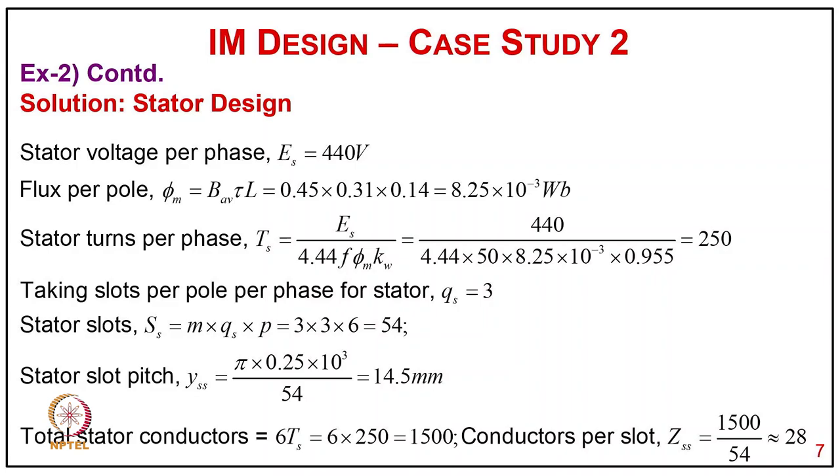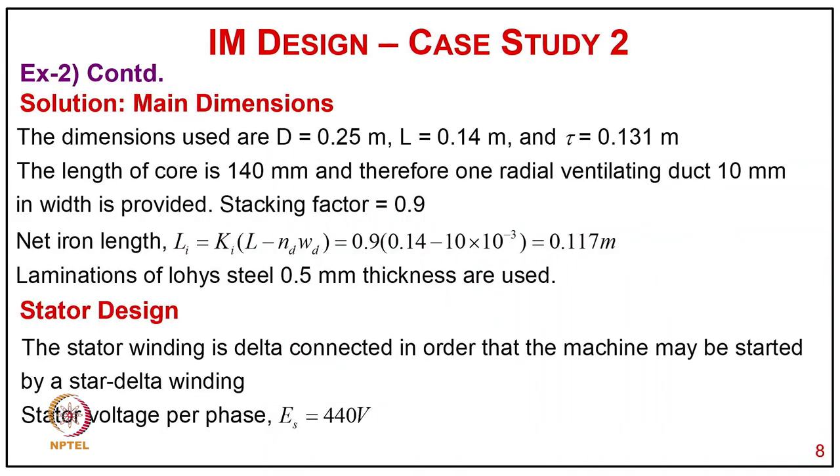Now the total number of conductors we can calculate as 6 Ts. It's a 3 phase winding, and in each turn there are 2 conductors, so it becomes 6 Ts for a 3 phase winding. That comes to 6 into 250, that's 1500. So conductors per slot we can round off, that is Zss equal to 1500 upon 54, which comes to 28 as a round off. And now we can of course work back again to get the total number of turns.